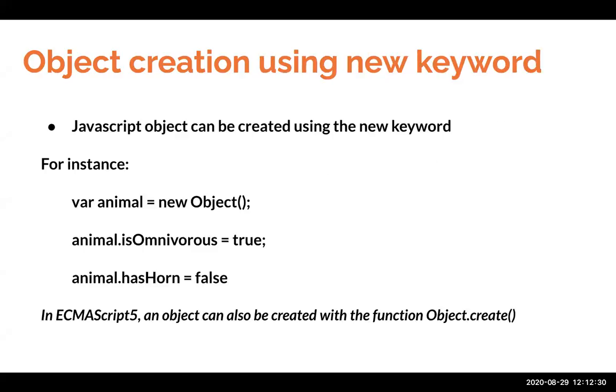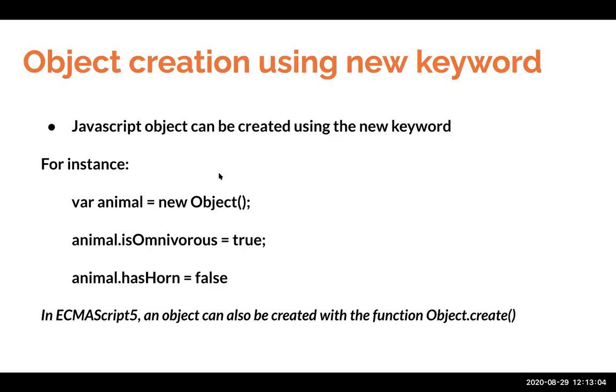Okay, so let's look at object creation using the new keyword. We can also create JavaScript objects using the new keyword. This object is a class in JavaScript. You can easily use it to instantiate an object. So instead of having the curly braces that we had initially, you can just say variable animal is equal to new object. Then you can start assigning other keys and values that you want.